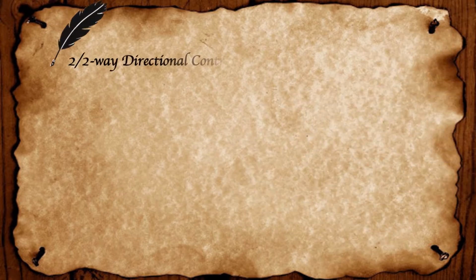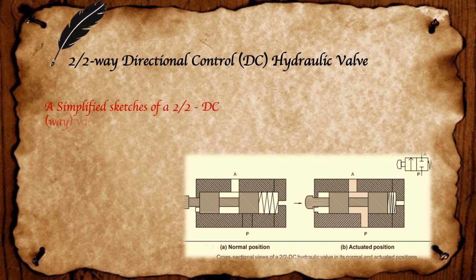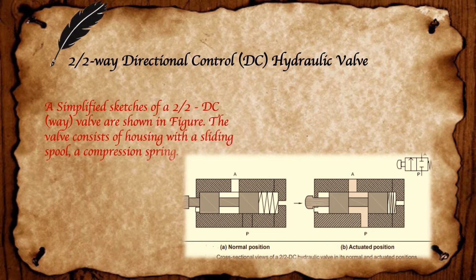2 by 2 way directional control hydraulic valve. Simplified sketches of a 2 by 2 DC valve are shown in figure. The valve consists of a housing with a sliding spool compression.